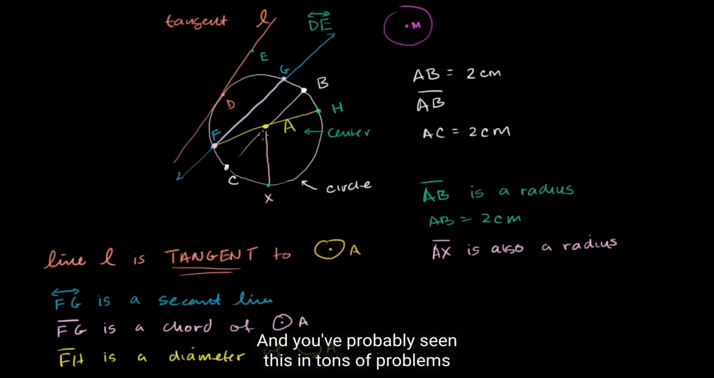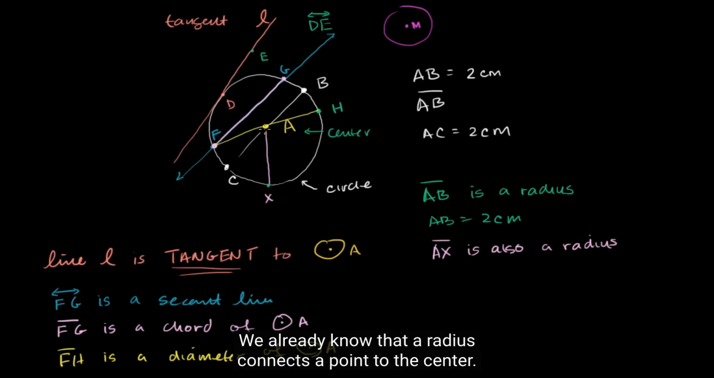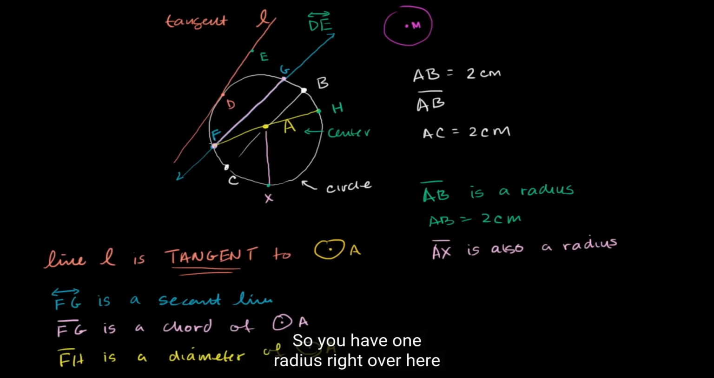You've probably seen this in tons of problems before when we were not talking about geometry as formally, but a diameter is made up of exactly 2 radiuses. We already know that a radius connects a point to the center, so you have one radius right over here that connects F and A, and then you have another radius connecting A and H, of the center to a point on the circle. So a diameter is made up of these 2 radiuses, or radii, I should call it. I think that's plural for radius. And so the length of a diameter is going to be twice the length of a radius.